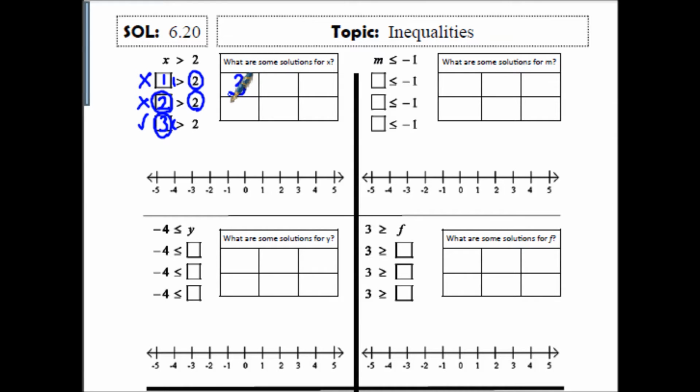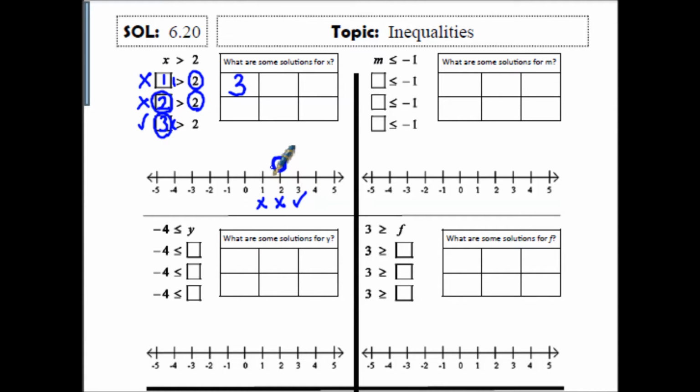So 3 is a solution, but 1 and 2 are not solutions, because we're looking for what is bigger than 2. Since we're comparing it to 2, this is where the circle will go. And if we look at 1, 1 was not a solution, 2 was not a solution, and 3 was a solution.